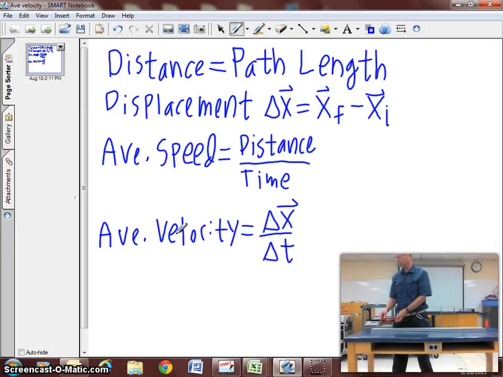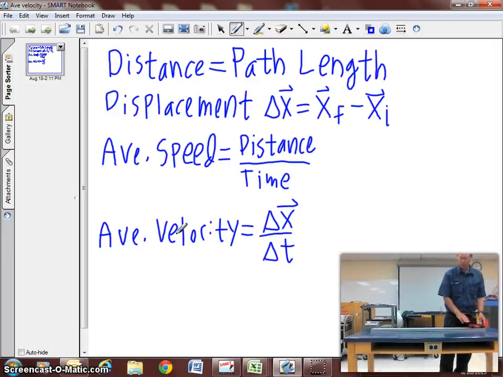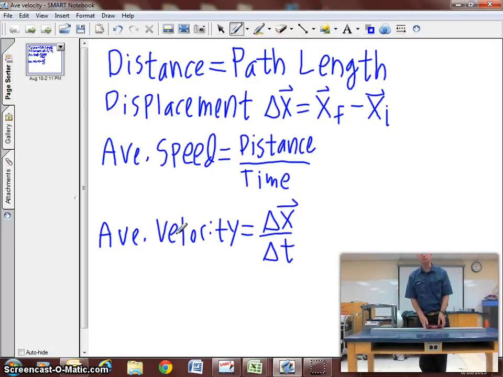Now if we bring this cart to the right by 100 centimeters and go back 40 centimeters, the distance traveled is 140 centimeters. However, the displacement, if you consider your starting position at the left of zero, and your final position over here, will now only be 60, so your displacement would be 60 minus 0. It would be 60 centimeters to the right for your displacement.